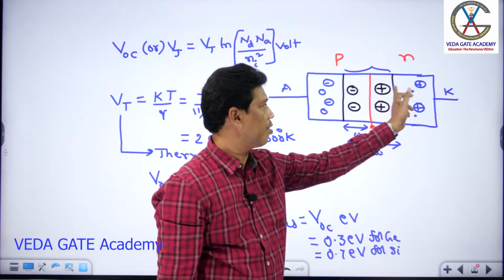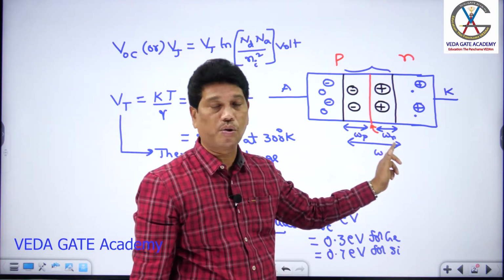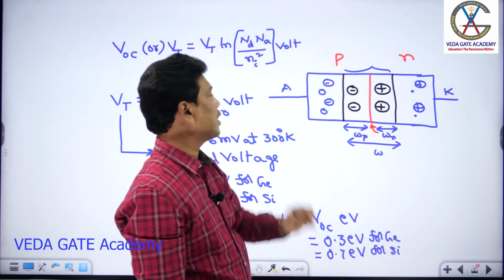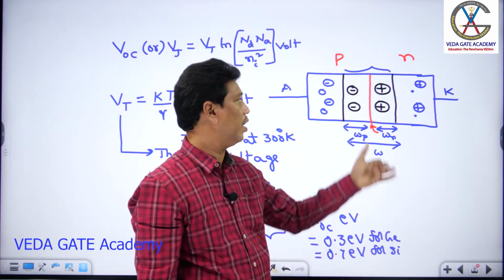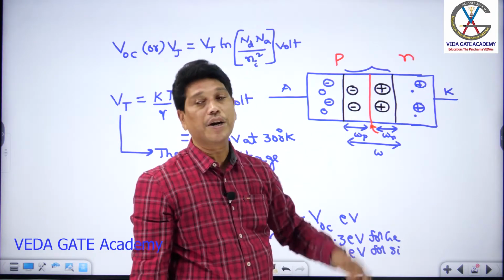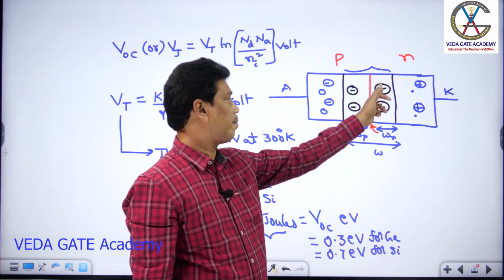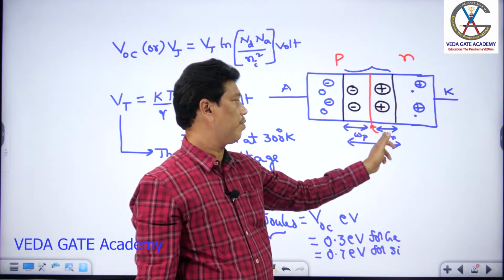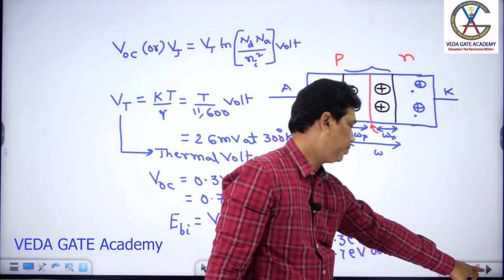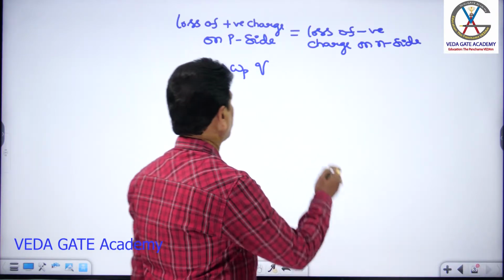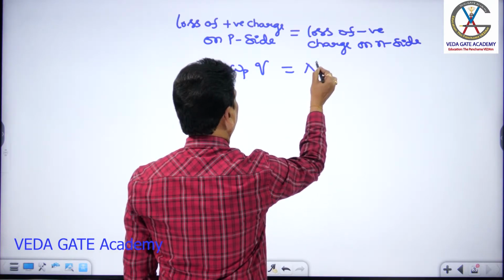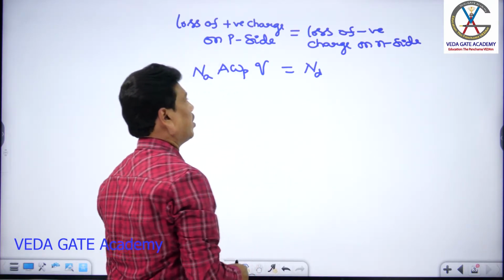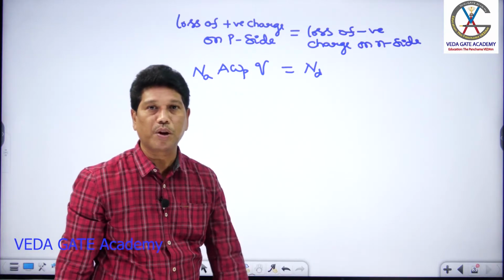Who is lost here? Electrons are lost over width of WN, I told. Where ND stands for donor density. ND stands for what? Donor density, the number of donor atoms added in unit volume. So the number of electrons lost over width of WN is written like this, with ND. That represents the donor density, number of donor atoms per unit volume.